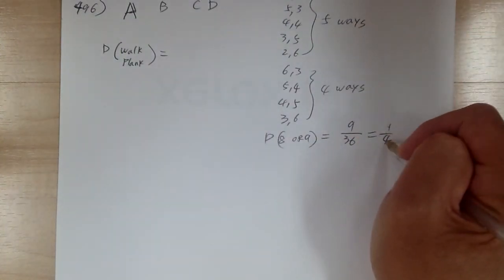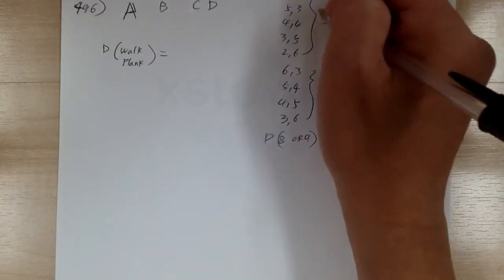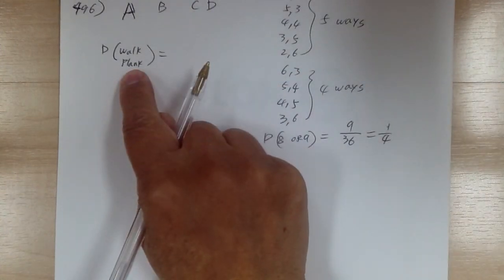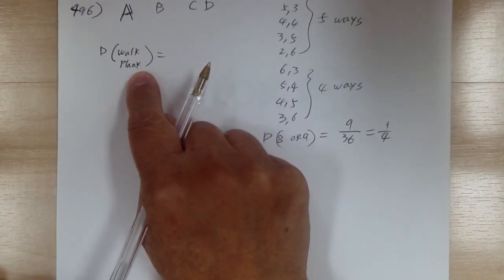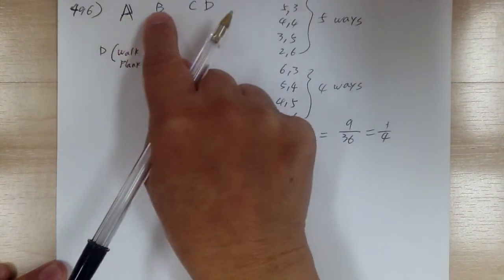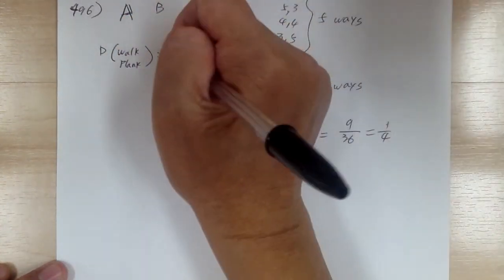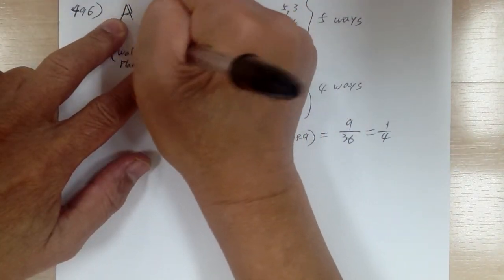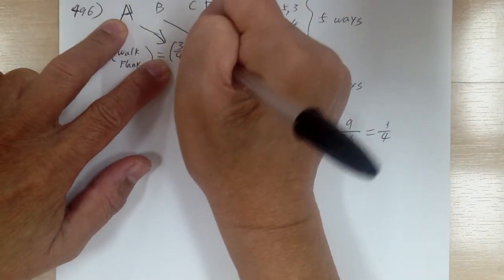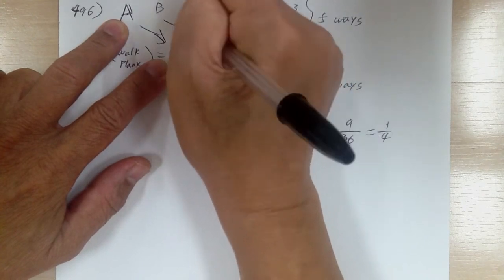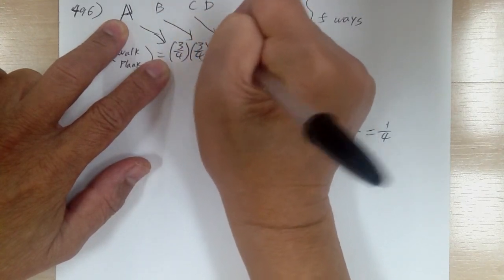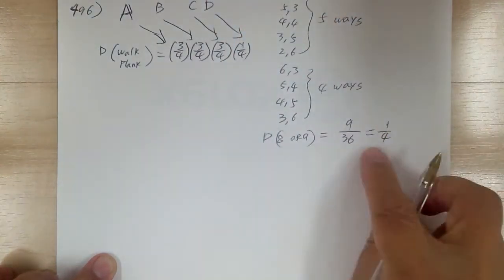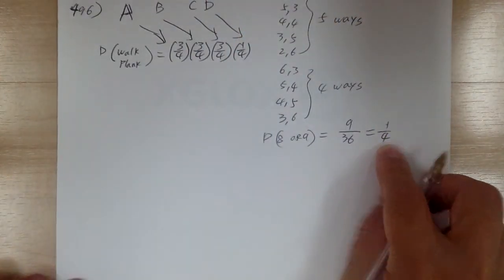So 1/4. If a person rolled 8 or 9, it means they did not survive. So for Doug to walk the plank means these 3 people survived. Okay, so surviving would be 3/4. That's for A. And then the second person also survived, would be 3/4, and the third survived would be 3/4. And then Doug did not survive, so it would be 1/4. He rolled 8 or 9.